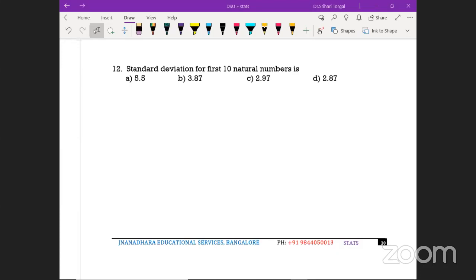Now tell me, what is the standard deviation for the first 10 natural numbers? It's 2.87. If you are really interested, you can write down the 5.5 and take the difference and square it. Since that difference is 0.5, you can square it and you will get the last two digits as 25. Then also you can proceed with the problem and add it, divided by n.